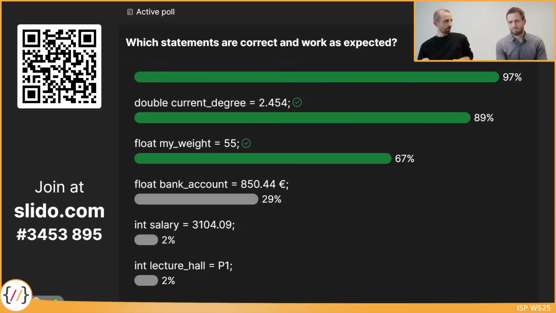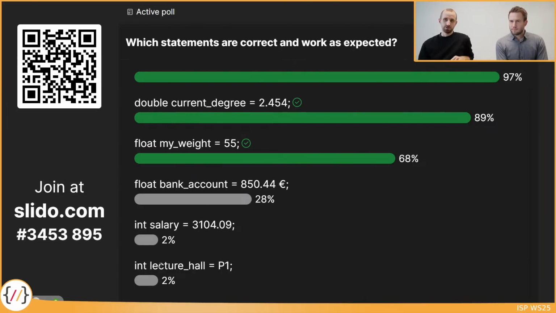Technically it would work, but it would just cut off these decimal places here. So if you do it like this, the value then is just 3104. So the question was not just whether it works, but also if it works as expected, and it does not. Does not as expected because we lose important information.